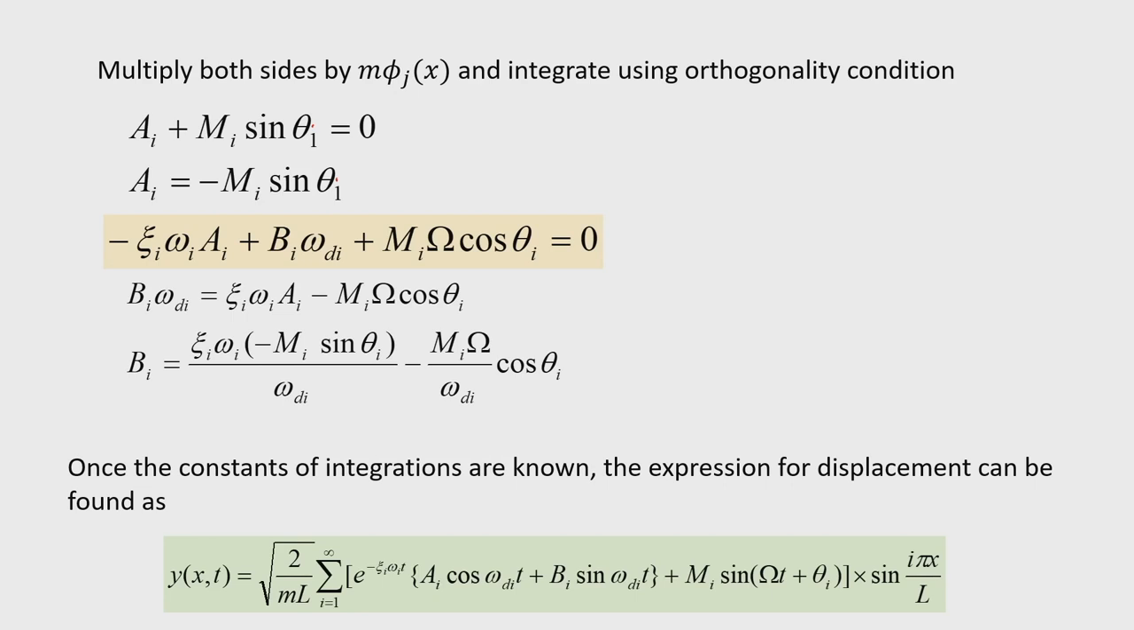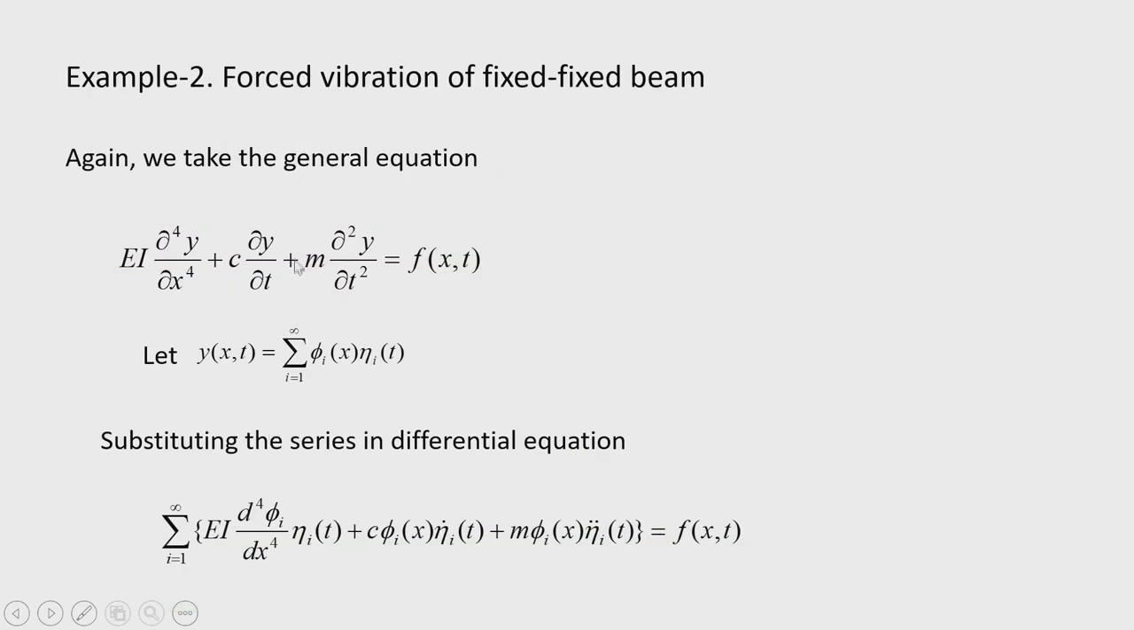So once you know the a I and b I, you can directly substitute them. A I, you can substitute in this equation here, and b I, you can substitute here. So all the quantities are known when the physical parameters of the beam and the excitations are given. Okay. Now let us solve a problem of forced vibration of a fixed beam.